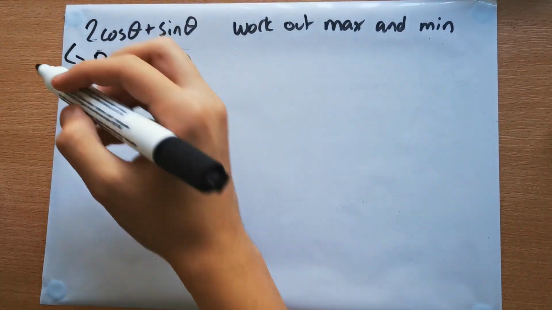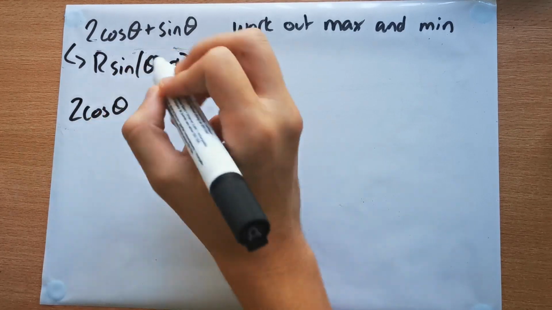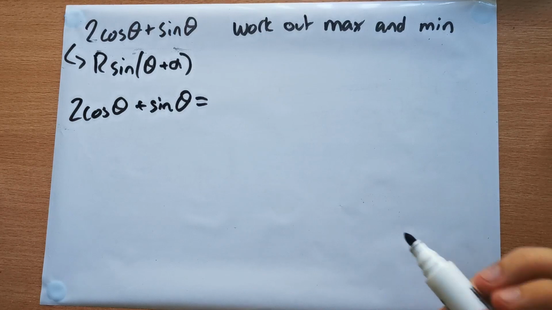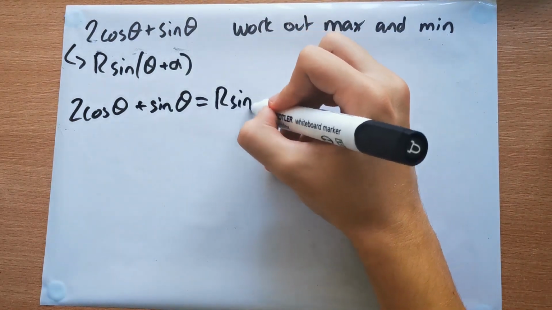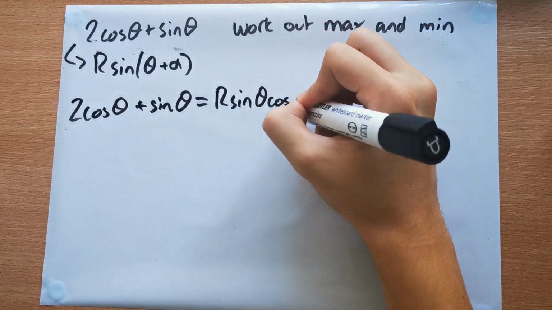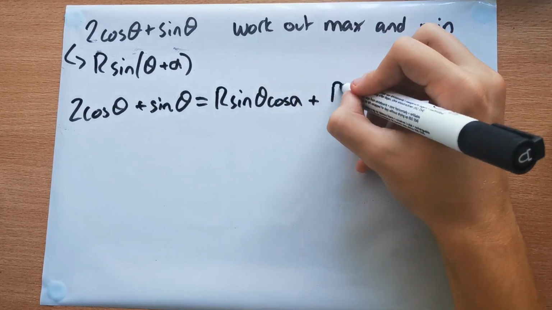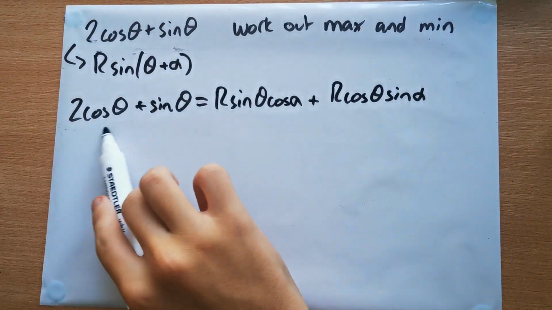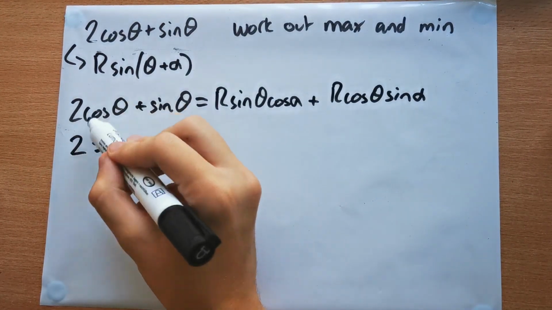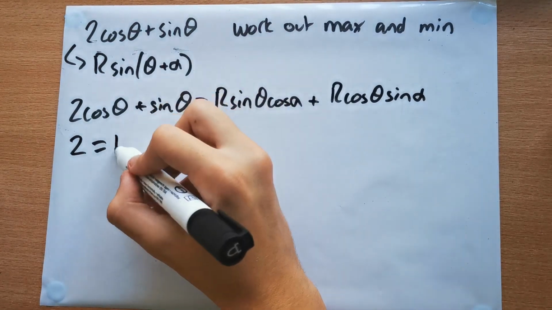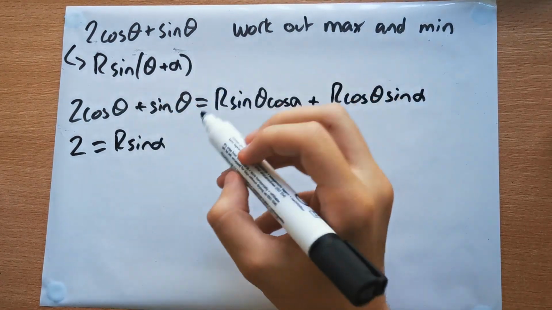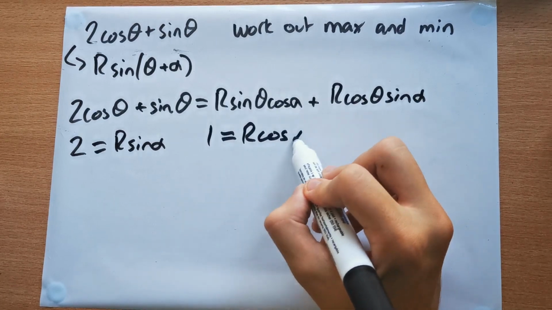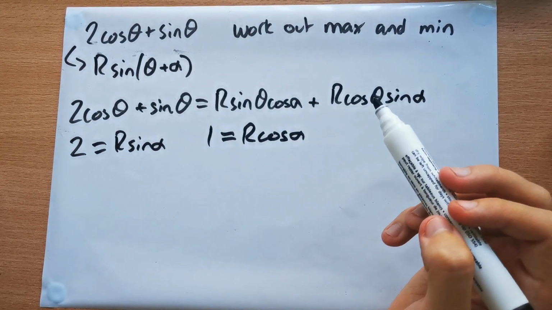So we are going to write 2 cos theta plus sine theta, and we're going to expand this using the compound angle formula to r sine theta cos alpha plus r cos theta sine alpha. And then 2 cos theta, remember the cos will cancel out with the cos here, so is equal to r sine alpha. I explained that in one of the last examples. Then sine theta, there's a 1 in front of that obviously, r cos alpha, and obviously the sine theta and the sine theta will cancel.